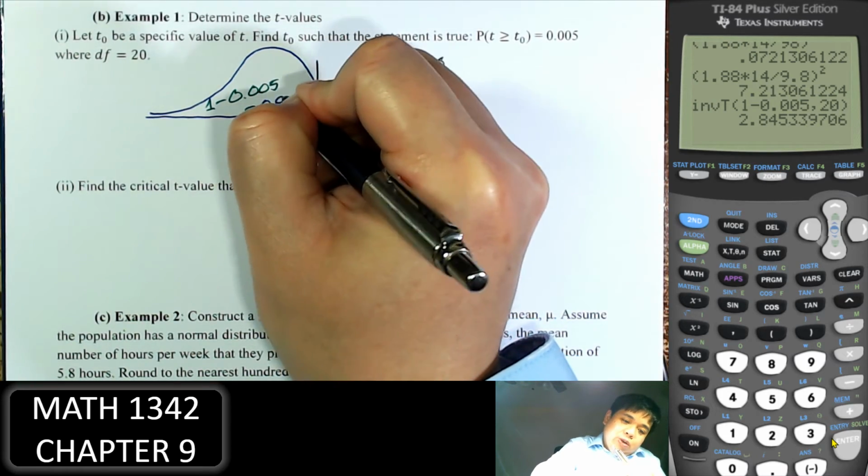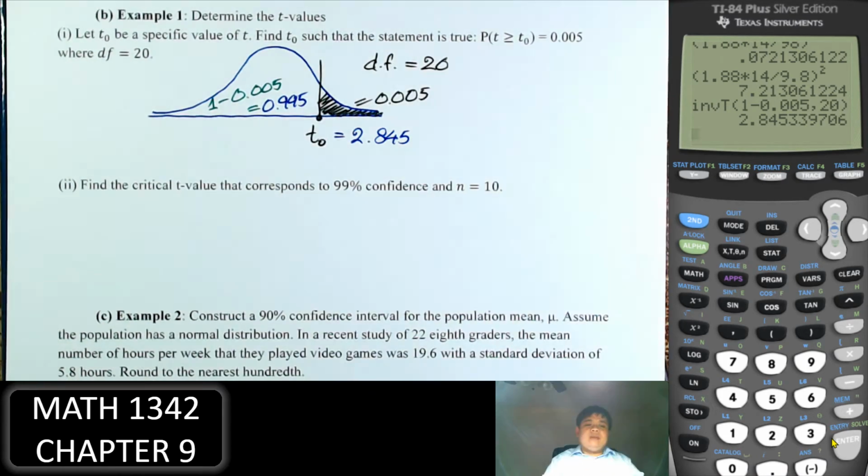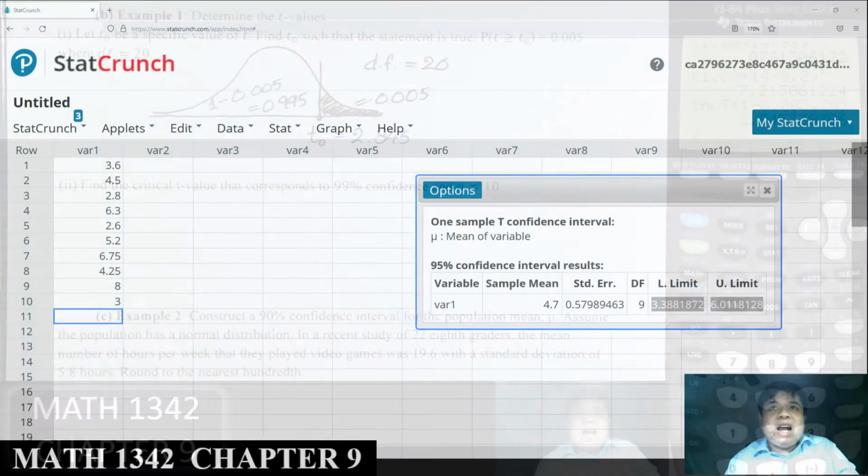Of course, we can do that by hand. Right, so be careful that when we do the inverse t or the inverse normal, we always enter the area on the left. If we use StatCrunch, we don't have to.